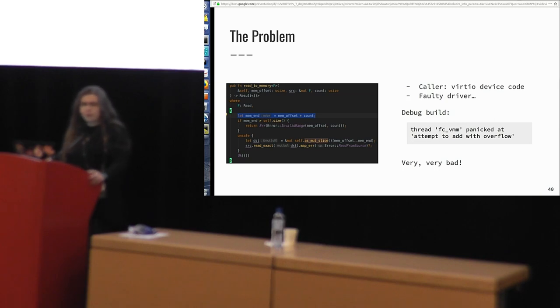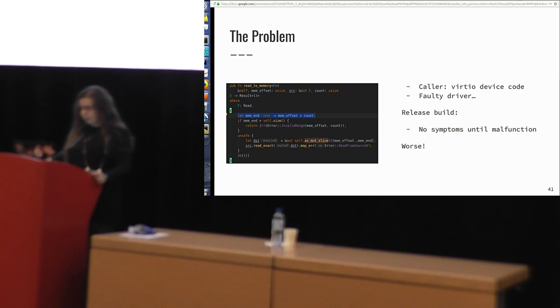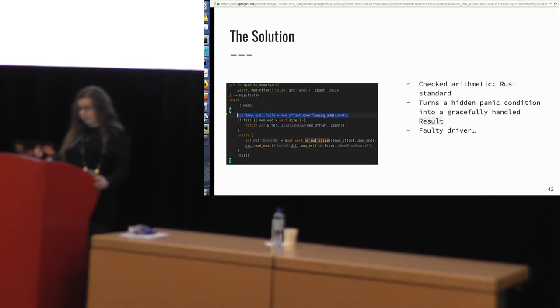But the thing is, we don't ship the debug build in production. We ship the release build. And in release, because of the optimizations by the Rust compiler, it doesn't detect the overflow and it doesn't panic. And the Rust standard dictates that this is undefined behavior. In other words, you don't know where that data goes into memory. And it can go somewhere where you really don't want it to end up and cause, hopefully, the guest to abruptly terminate. And this is worse than Firecracker panicking.